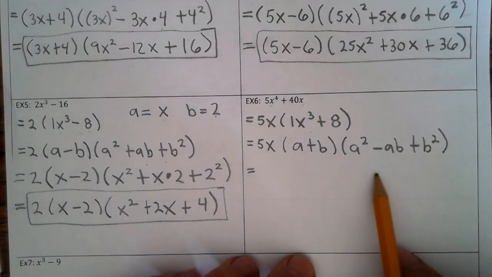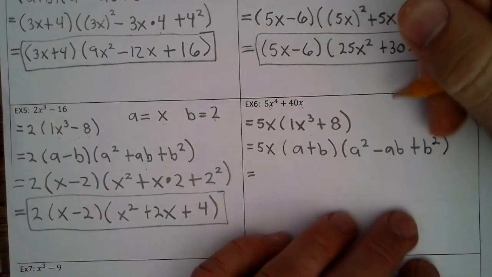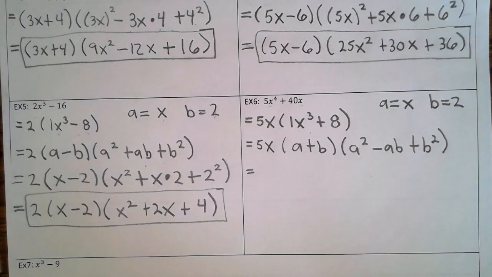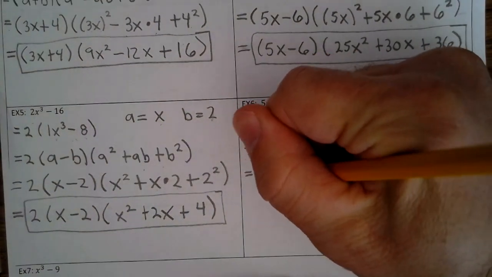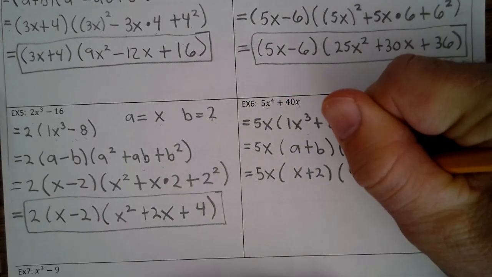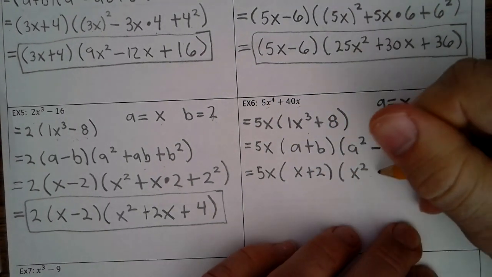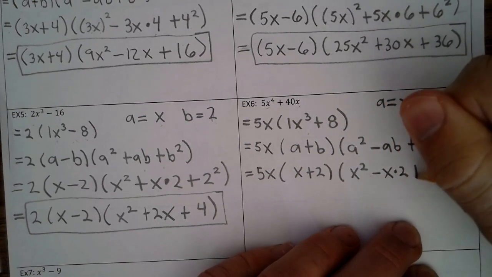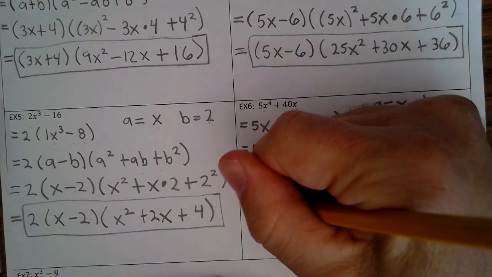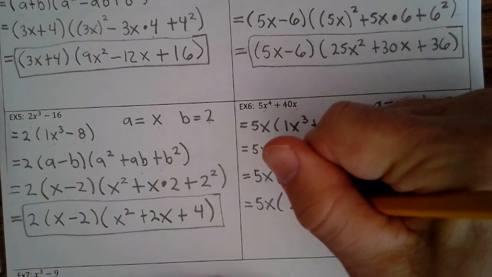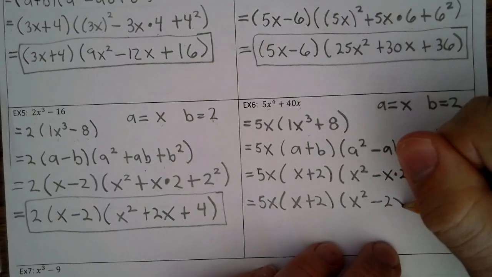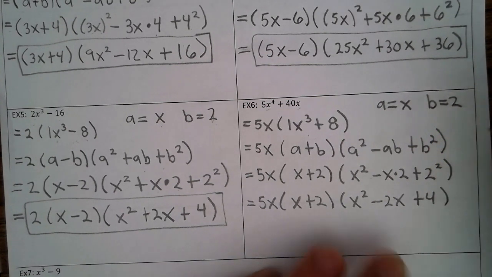Now we need to figure out what a and b are. Well, simple, just like here, a is x and b is 2. And we substitute it. So that's 5x times x plus 2, x squared minus x times 2 plus 2 squared. So then you have 5x times x plus 2 times x squared minus 2x plus 4.